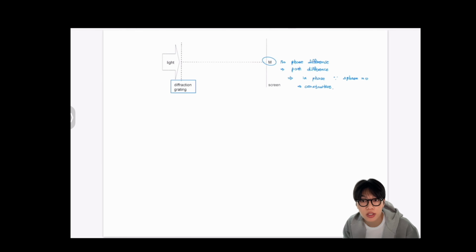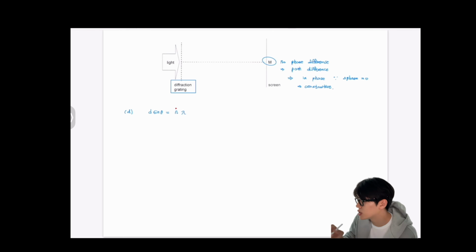And how about question D? Question D says, determine the largest order of diffraction pattern in which the other wavelengths in the incident beam are present. Okay, they want to know what's the largest order of diffraction pattern. If you go into the formula booklet, you will find the equation for the diffraction grating, which is d sine theta equals n lambda. But in this question, they ask what is the maximum number of n.